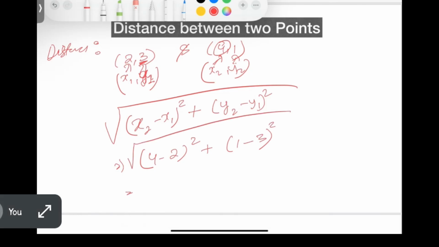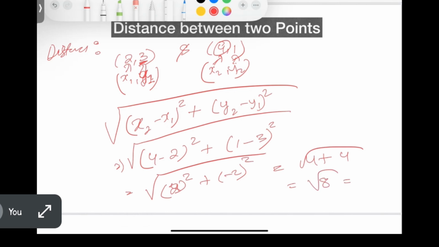Now 4 minus 2 is how much? 4 minus 2 is 2. 2 whole square plus 1 minus 3 is minus 2 whole square. So 2 square is how much? 4, plus 2 square is 4. So root over 4 plus 4 is 8. So root 8 is nothing but 2 root 2. Okay. So the answer here is 2 root 2. So if you're asked to find the distance between this point and this point, then the answer is 2 root 2. Okay. Are we clear with this distance formula?